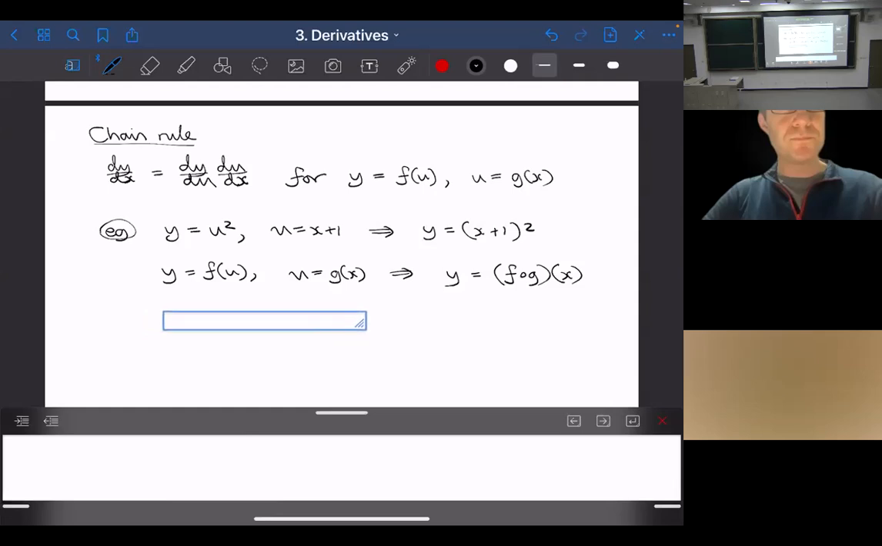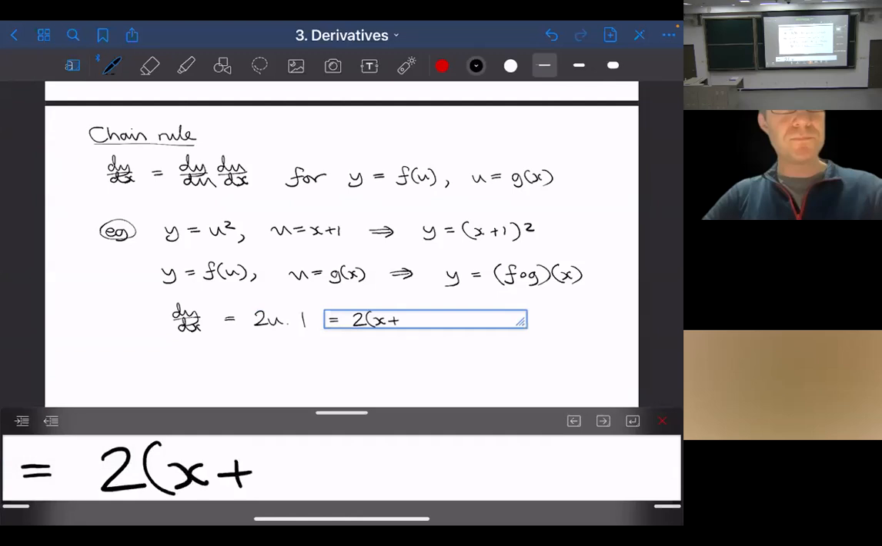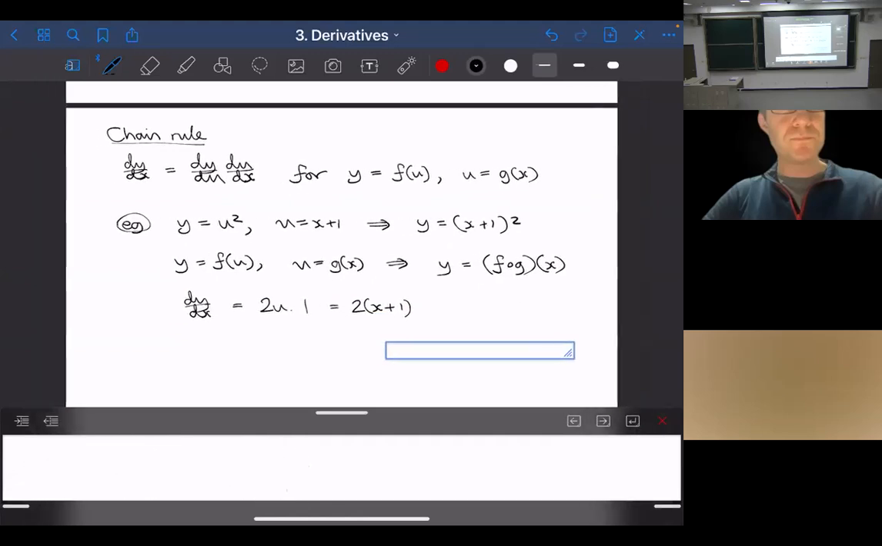And then we can use the chain rule to calculate the derivative. So dy by du, the derivative of u squared, is 2u, and the derivative of u with respect to x is just 1. So the derivative of x is 1, the derivative of a constant is 0. So putting those together, we get 2 times u, and that's 2 times (x plus 1).